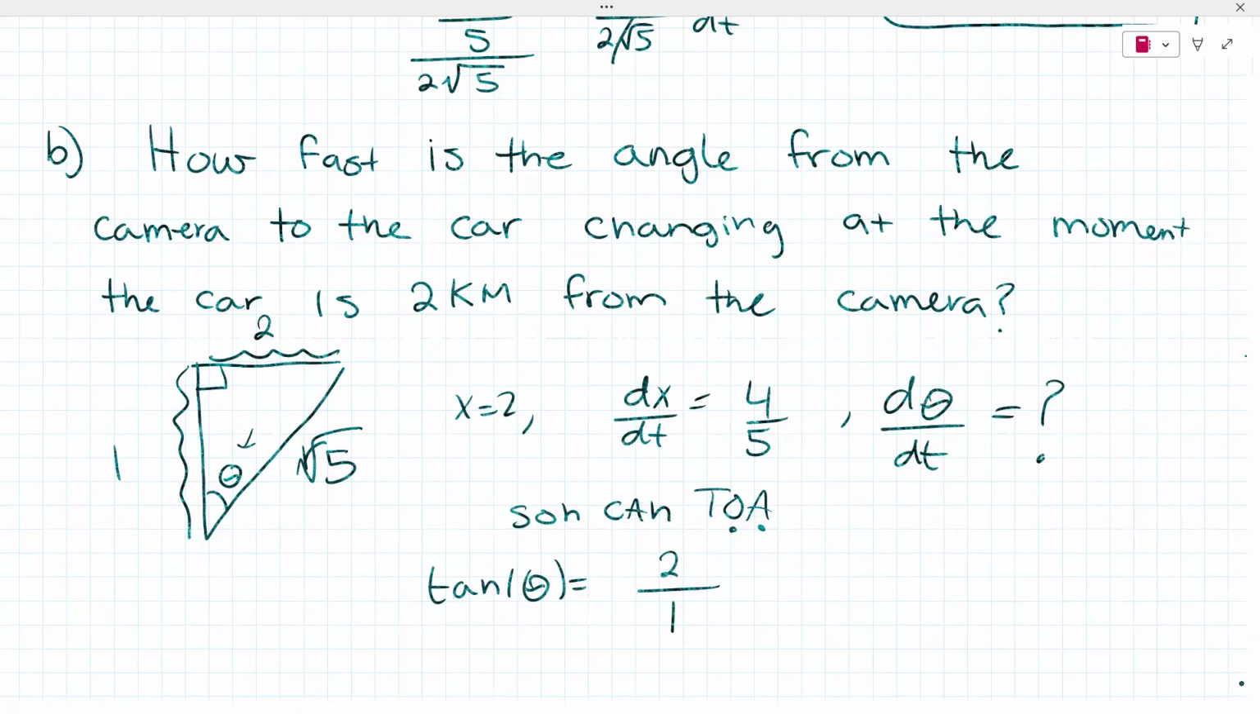But let's stick with letters. This was x, and this is 1. Yeah, this horizontal distance is x. I'm going to do it with letters first. You'll see why.